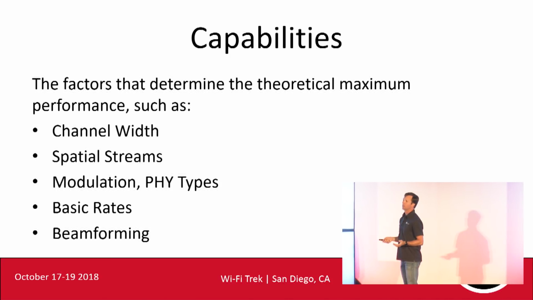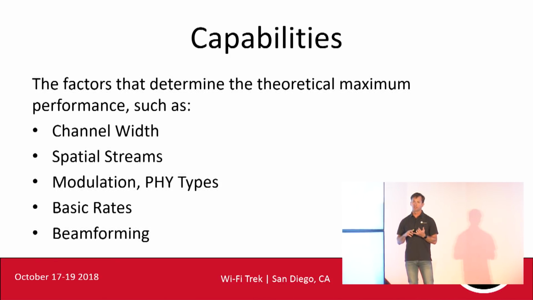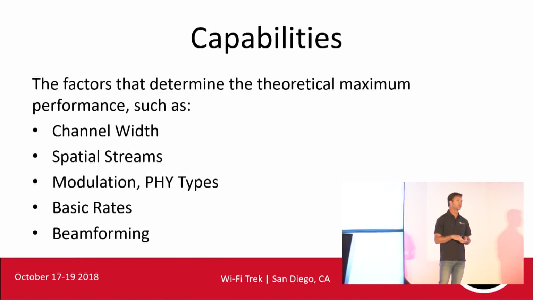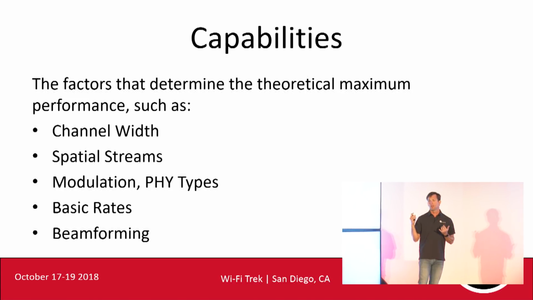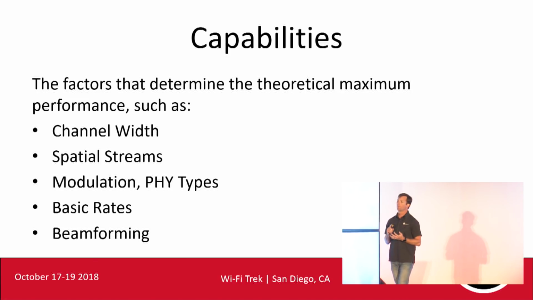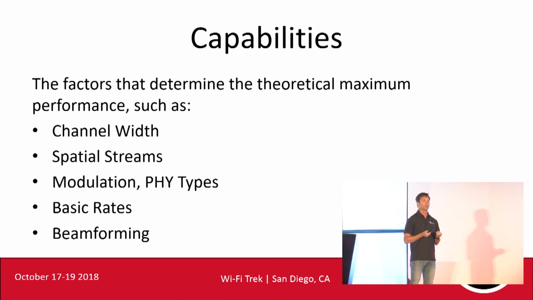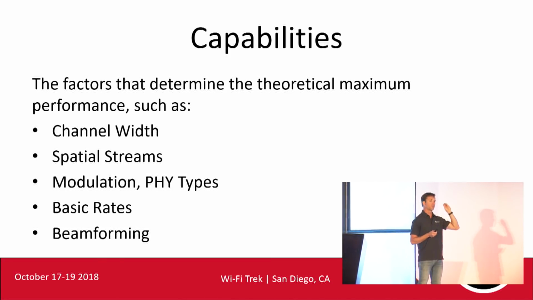And the capabilities that we're talking about are mostly in the hardware. You're talking the number of spatial streams that you have, your channel width, what's your antenna sensitivity. There's a few things in your access point settings like what channel widths are you supporting, what basic rates do you have, things like that. So these are the capabilities in your device that basically give you the theoretical maximum performance that you can achieve.